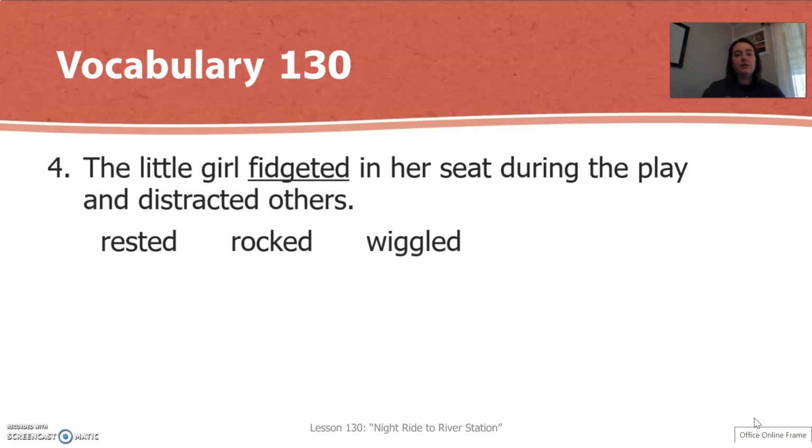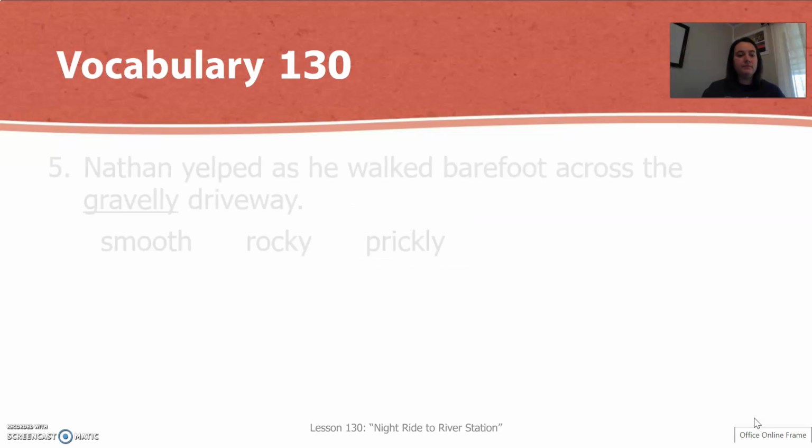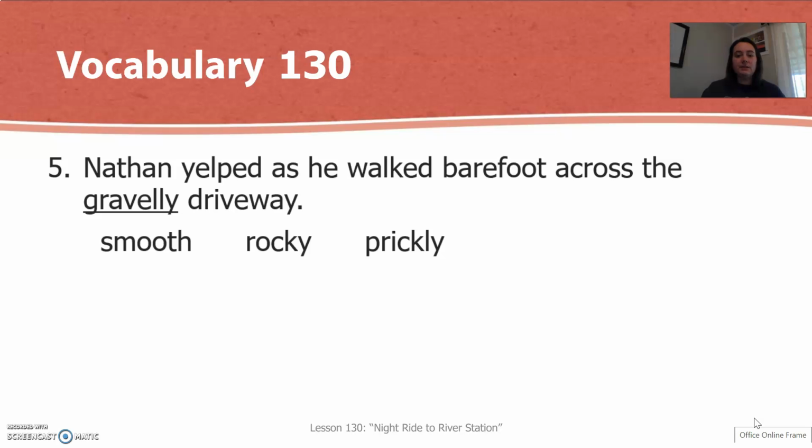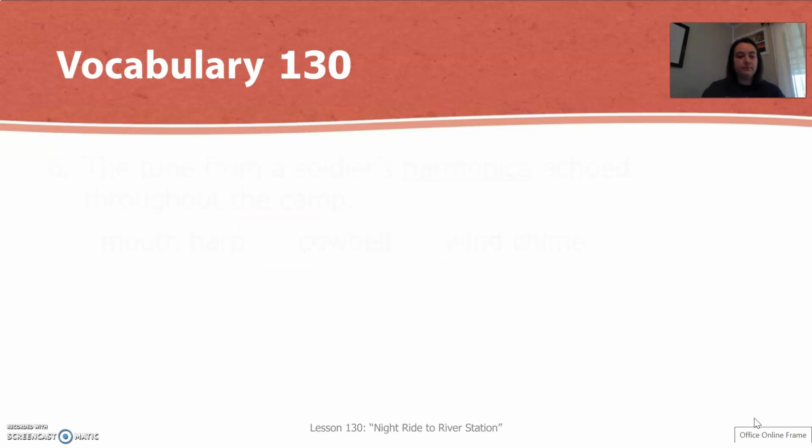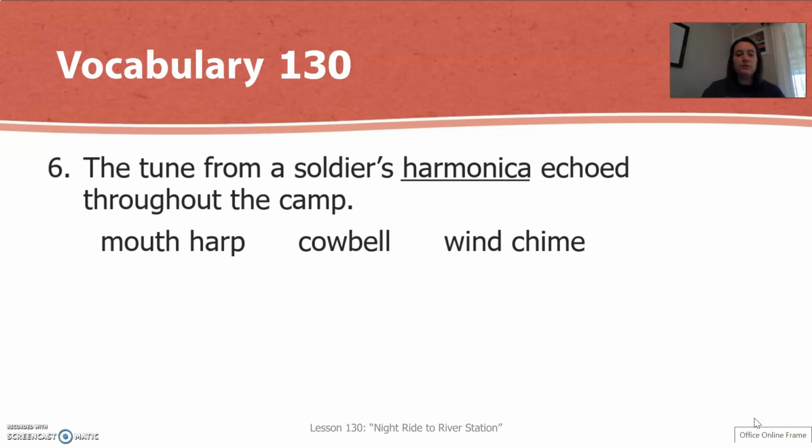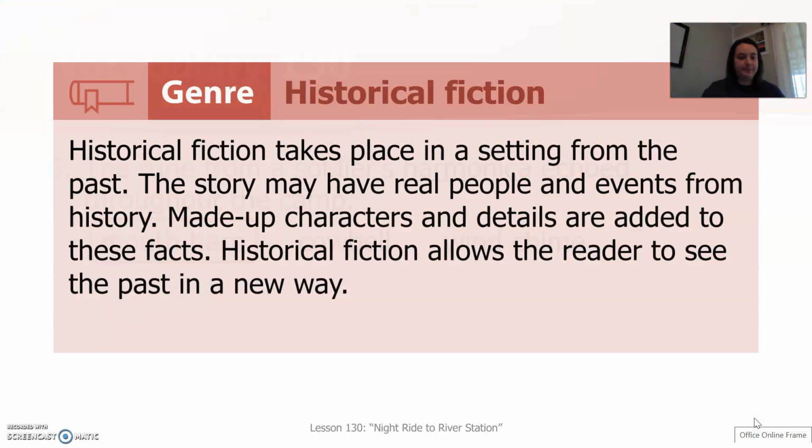The little girl fidgeted in her seat during the play and distracted others. She was wiggling. Nathan yelped as he walked barefoot across the gravelly driveway. Gravelly would be rocky. The tune from the soldier's harmonica echoed throughout the camp. His harmonica is a mouth harp.